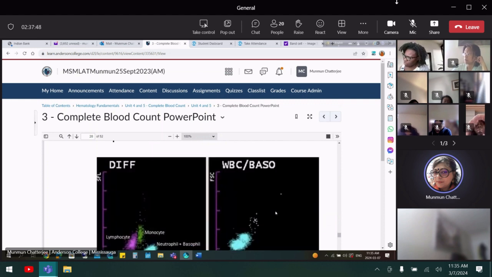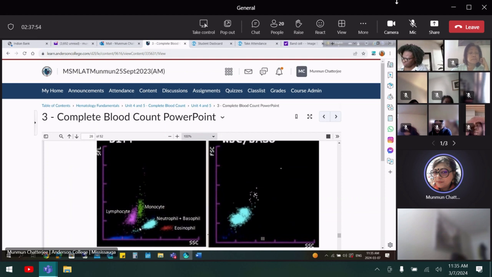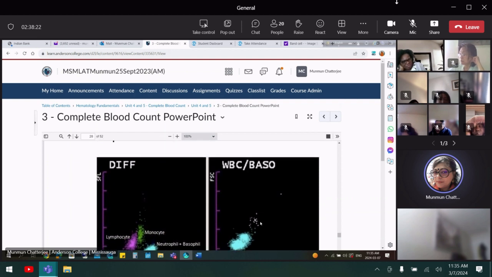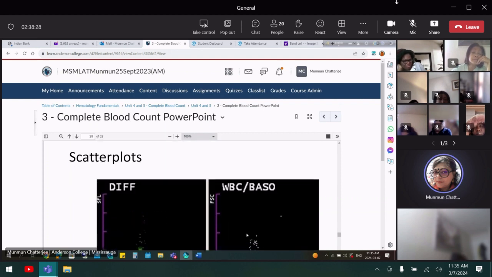So this is how the differential count looks in the scatter plot. The color changes due to the light, because the light is scattering and gives you the internal structure. You get the lymphocyte like this, monocyte like this. If you go into more detail, you can see the lymphocyte is full of nucleus here. Neutrophil and eosinophil are mainly granules. From there they can understand. This is a very small picture. So this is the WBC basophil, how it looks like.